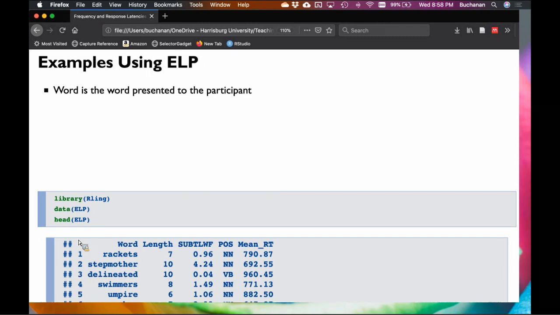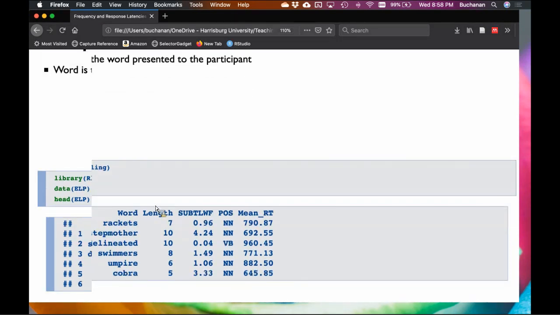So the word column represents the word presented to the participants. This data set is in Arling, but it's only a small proportion of the English Lexicon Project data. Like I said, the ELP actually contains 40,000 words. This data set I think is like 800 or so, but you'll get the idea.